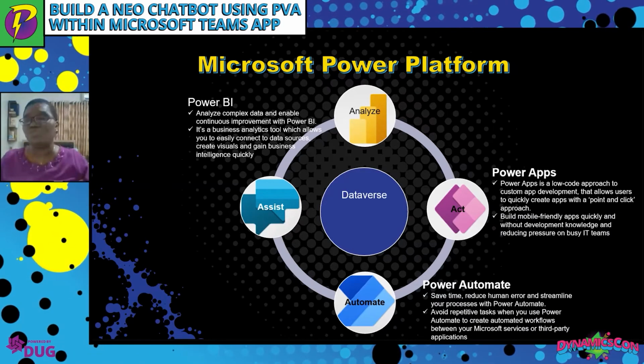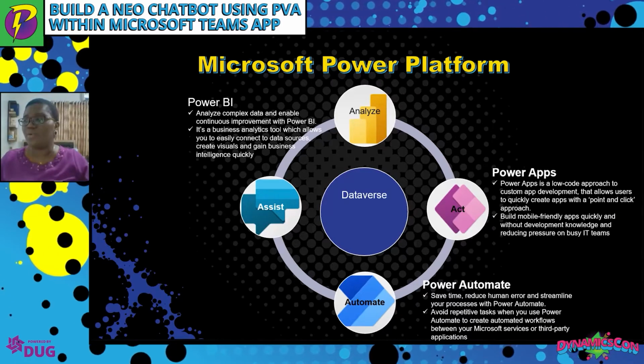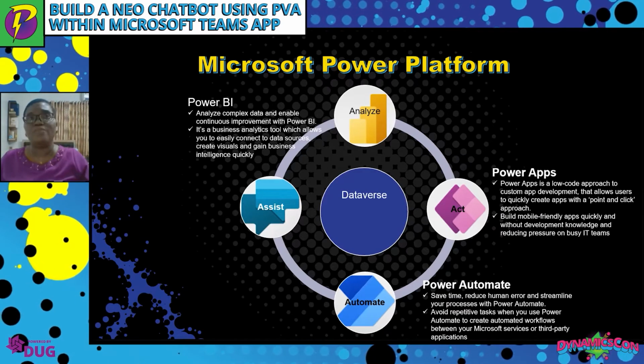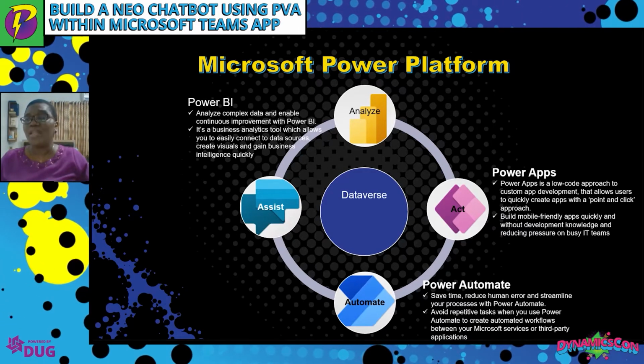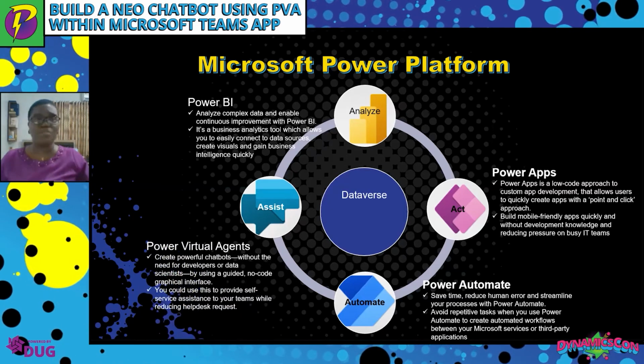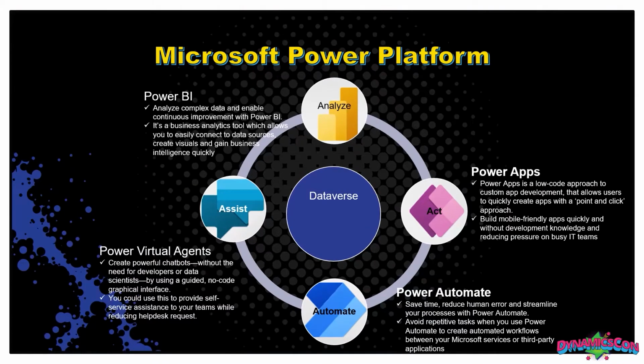Power Automate allows you to save time, reduce email errors, and streamline your process with flows. Lastly, which is my favorite because it makes me feel like a developer. That's the secret. Why I love it so much is because I get to see all of those things and then I don't need to write any code. That brings us to Power Virtual Agents.